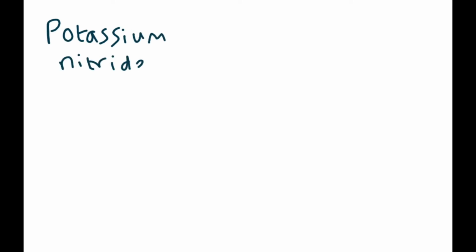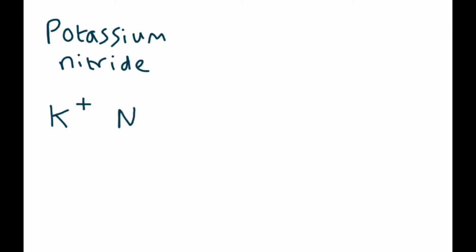Another example, let's try potassium nitride. You could have a go at this yourself. You could pause this video and have a go at writing the chemical formula for potassium nitride. Potassium is in group 1, so that is 1+.